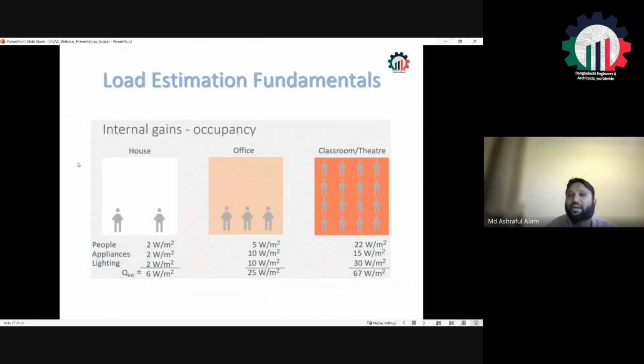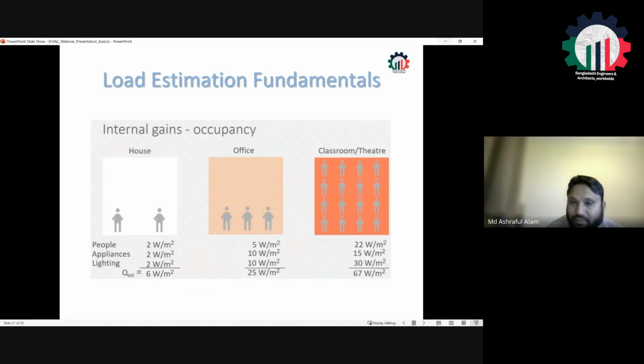Next is internal heat gains. Internal heat gains come from the people who will be using the building or the space, how many people will be inside the space, how many lights will be there, and how many appliances will be used. So if there are, let's say, 3-4 people, the load for 4 people will be calculated.